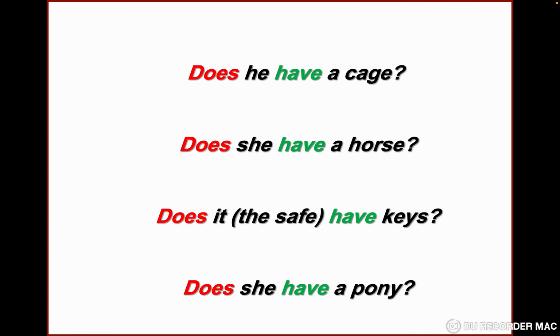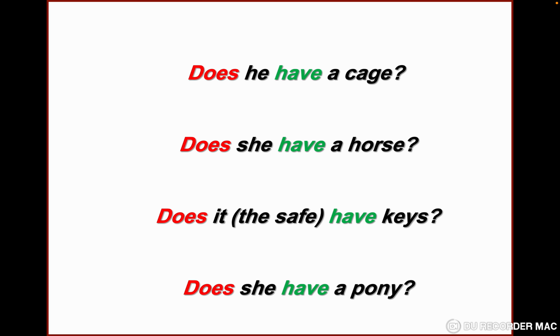More examples. Does he have a cage? Does she have a horse? Does it or the safe have keys? The safe, if you don't put your money in the bank, you put them in the safe at home. So it's a box made of iron and we use it for keeping money. Does she have a pony? So pony is a small horse.